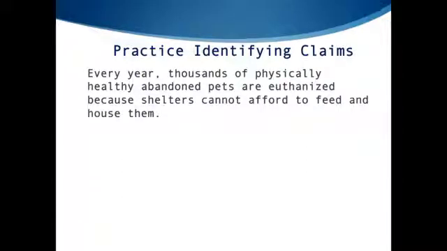So this first one says, every year, thousands of physically healthy abandoned pets are euthanized because shelters cannot afford to feed and house them. Okay, so am I stating a solution to a problem? No, so that's definitely not a claim of policy. Am I stating that one thing is better than another? No, there's no mention of that at all. Nothing is better than or worse than something else.